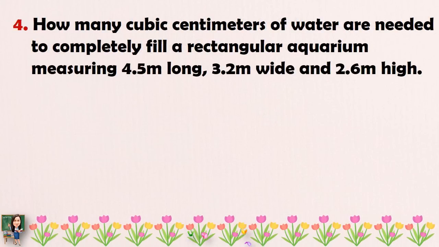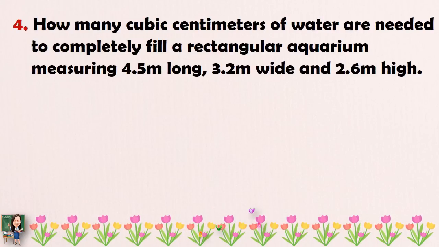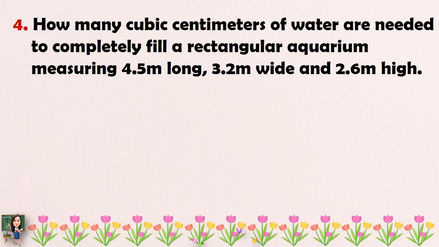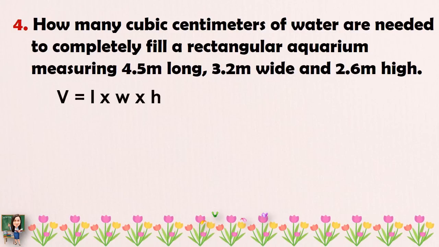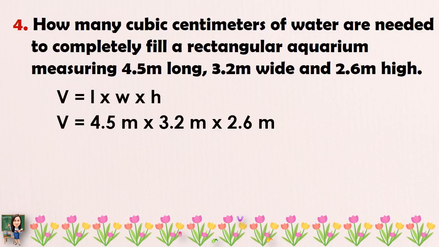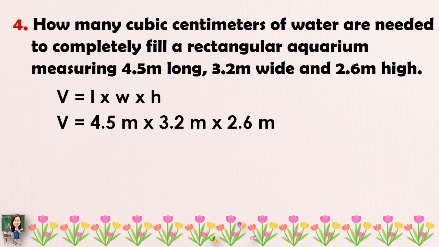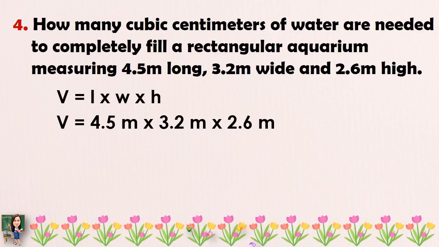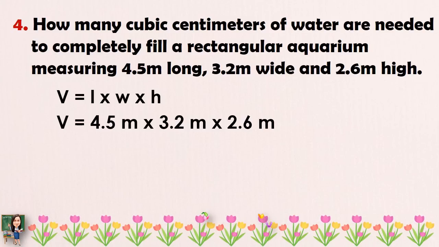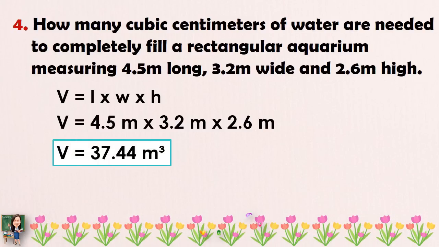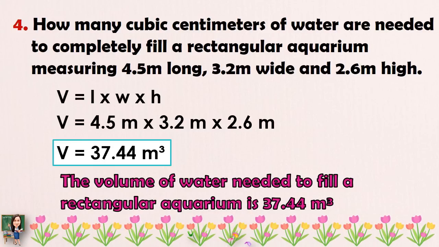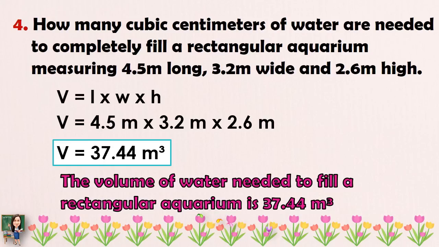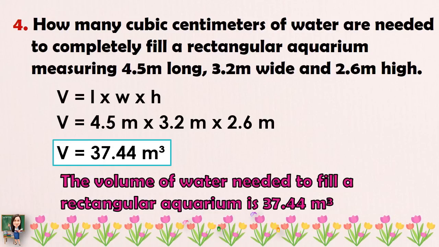Number 4. How many cubic meters of water are needed to completely fill a rectangular aquarium measuring 4.5 meters long, 3.2 meters wide, and 2.6 meters high? Use this formula, where the length is 4.5 meters, the width is 3.2 meters, and the height is 2.6 meters. 4.5 times 3.2 times 2.6 equals 37.44 cubic meters. Therefore, the volume of water needed to fill a rectangular aquarium is 37.44 cubic meters.